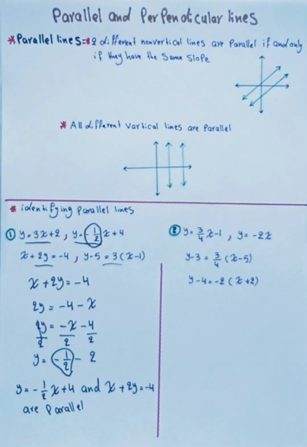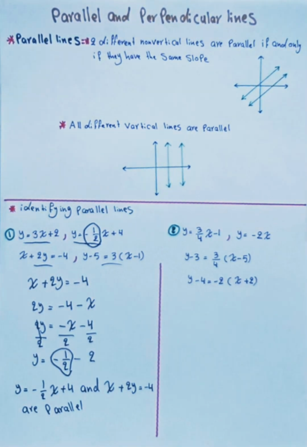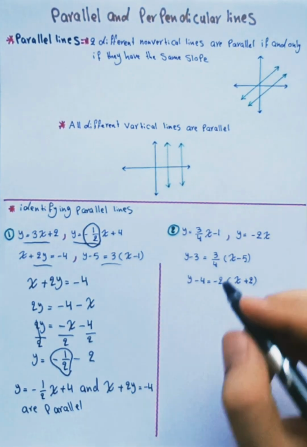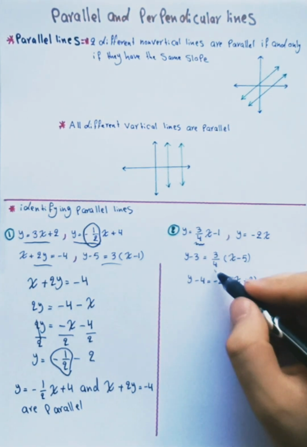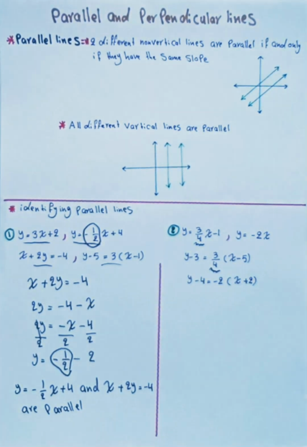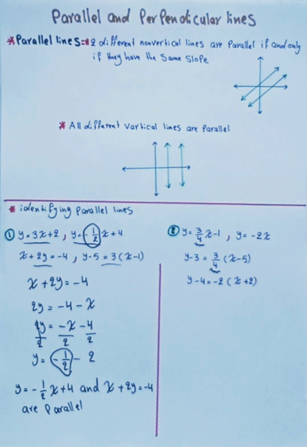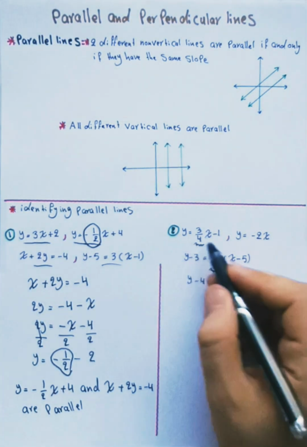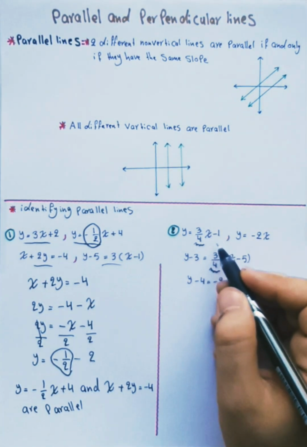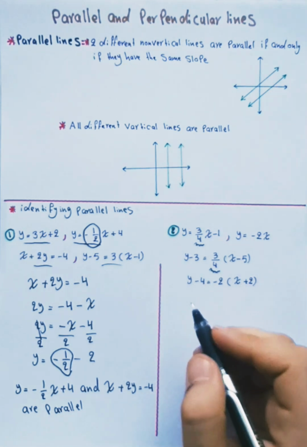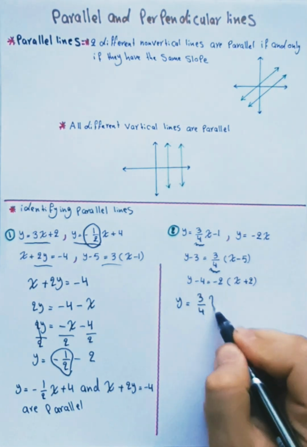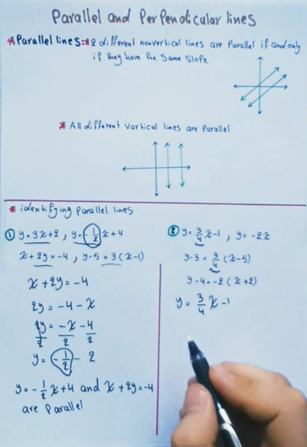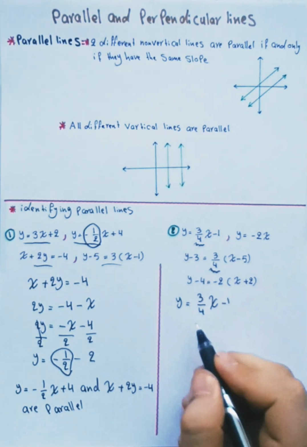Example number 2. If we look at the lines, the slope for the first line is 3 out of 4, and the slope for this line is 3 out of 4. And then we have to rewrite this equation in the slope intercept form like that. y equal to 3 out of 4 x minus 1. So we have to rewrite this equation like that.